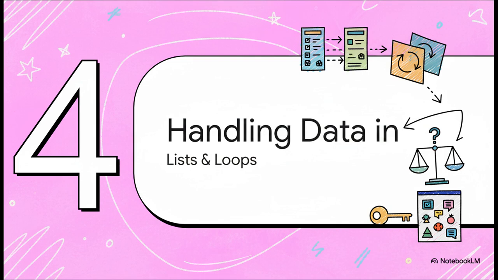All right, we're getting good at handling one piece of data at a time. But what happens when you need to process, say, 1,000 usernames or 1,000,000 data points from an experiment? Writing 1,000,000 variables is just not going to work. We need better tools for this. And those tools are lists and loops.